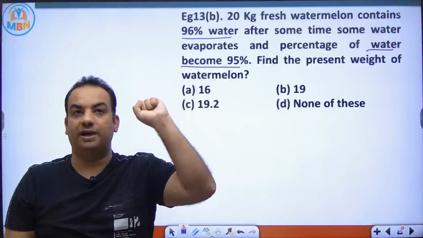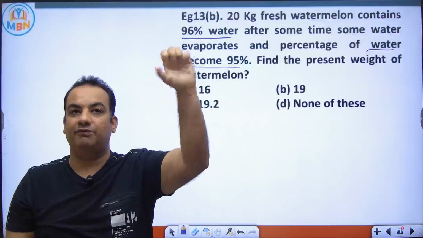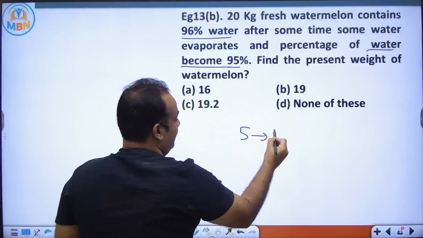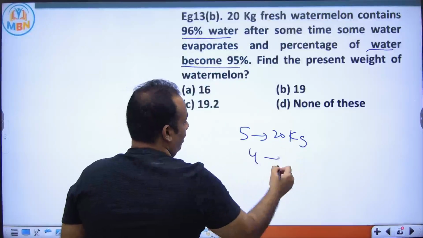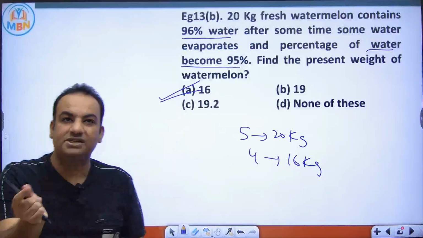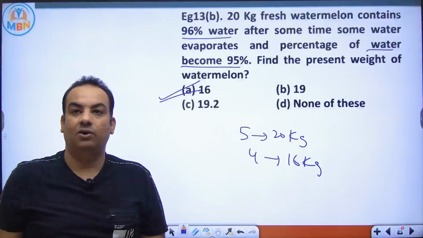Now focus on the ratio of pulp. From 4, it becomes 5. So the weight will become from 5, it becomes 4. So 5 unit is corresponding to 20 kg. So 4 unit will correspond to 16 kg. Just see if your concepts are clear. You can do these questions in 15 seconds at max.